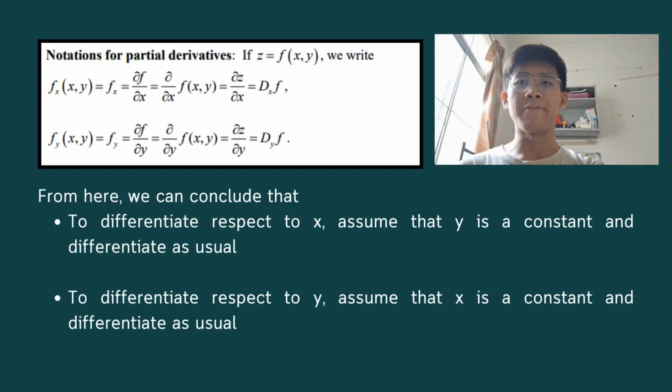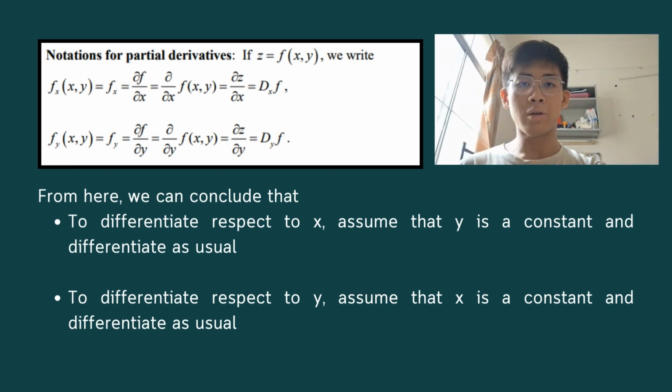Notation for partial derivative: if z equals f(x, y), we write fx(x, y) equal to fx equal to partial f over partial x equal to partial over partial x of f(x, y) equal to partial z over partial x equal to Dx f. And fy(x, y) equal to fy equal to partial f over partial y equal to partial over partial y of f(x, y) equal to partial z over partial y equal to Dy f.